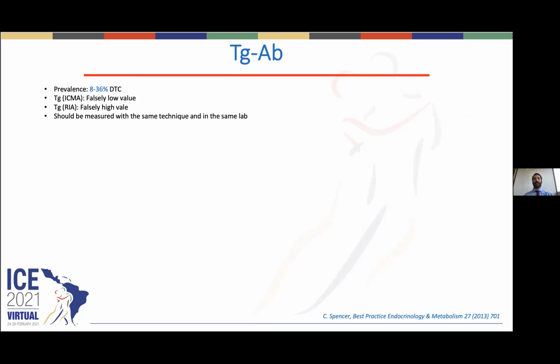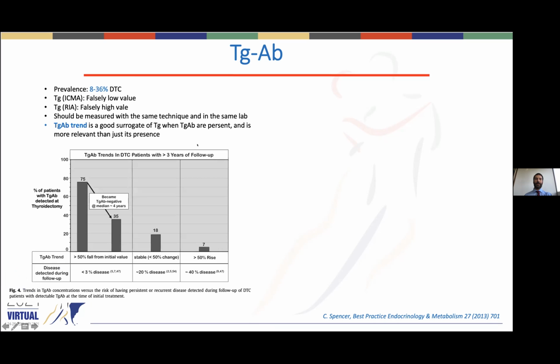So it is important to know that any time that we make the follow-up of the patient and we measure thyroglobulin, we have to measure also thyroglobulin antibodies. Why? Because they have a prevalence of 8 to 36%. They can induce falsely low values of thyroglobulin when we use chemiluminescence assays of thyroglobulin, or they can give us falsely high levels of thyroglobulin when we measure it with radioimmunoassays. It is important to know that thyroglobulin antibodies should be measured with the same technique and also in the same lab. And this is because the thyroglobulin antibody strength is a very good surrogate of thyroglobulin when they are present. And it's more relevant than just the presence of thyroglobulin antibodies.